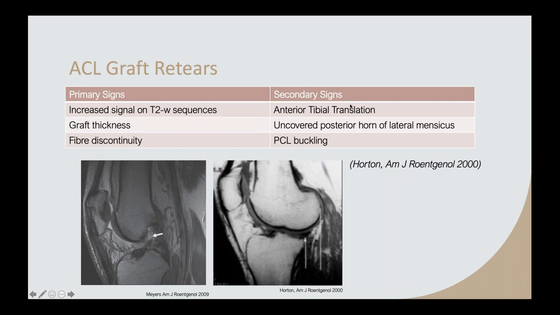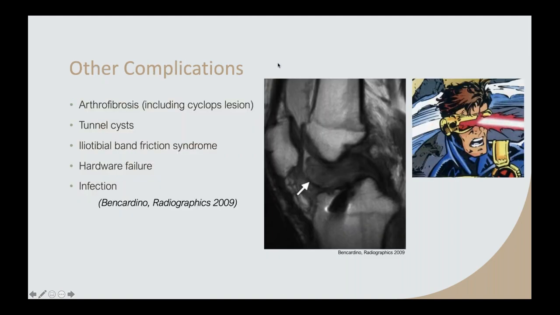There are also some secondary signs that help you: anterior tibial translocation of about 7 mm, undercovering of the posterior horn of the lateral meniscus, or any PCL buckling. There are a lot of other complications which I have no time to go through, but just look through. If you can, look at this RadioGraphics paper in 2009, which summarizes all these conditions very nicely.